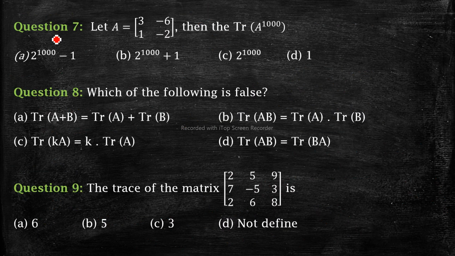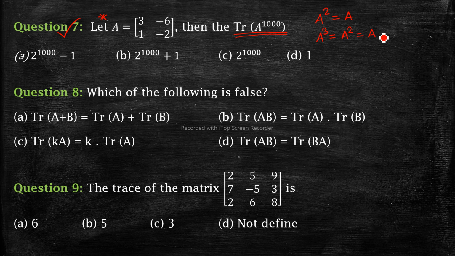Now we'll see a few more questions on trace. Question number 7: A is given, we have to find the trace of A to the power 1000. Very important question. When this kind of question is given, you have to check whether it is an idempotent, nilpotent, or involutory matrix. Since A is an idempotent matrix, you'll get A squared equals A. Similarly, A cubed equals A squared, which is equal to A.